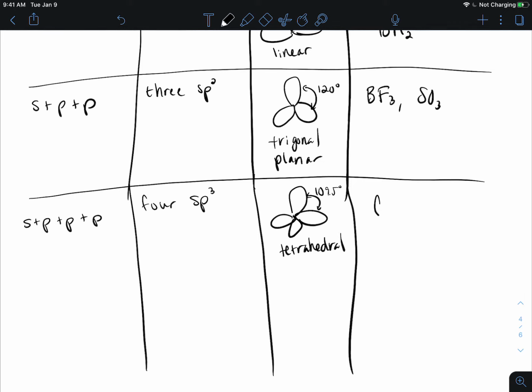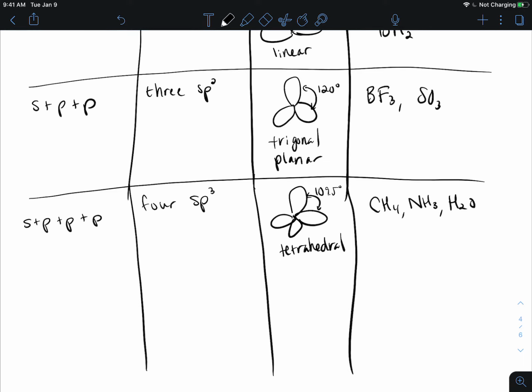And this is stuff like CH4, NH3, H2O, so on and so forth.